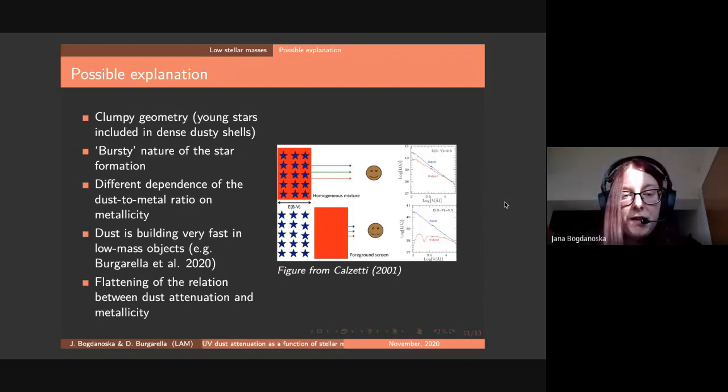Other explanations are, for example, a different dependence of the dust to metal ratio, or a different dust attenuation and metallicity relation. However, it is possible that, in fact, these galaxies have more dust than we would normally expect. So there might be a physical explanation, not just an optical one. This is studied in the recent paper of Burgarella et al., so it is possible the dust is building up very fast in these objects.